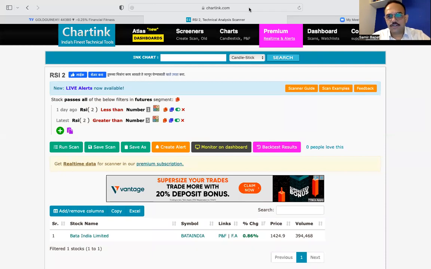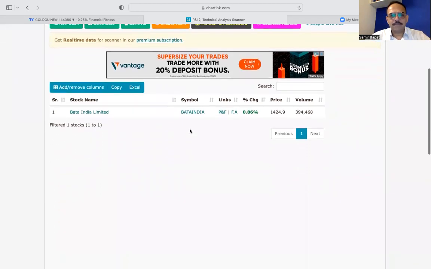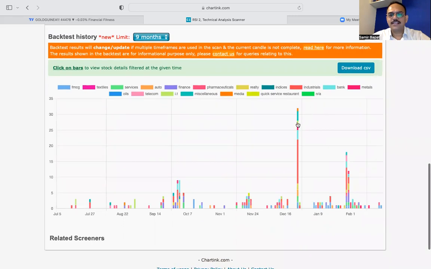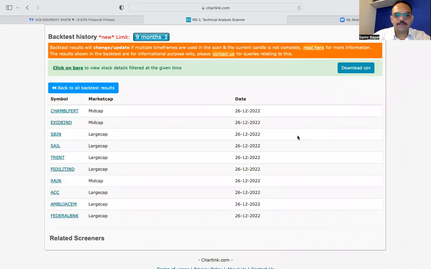I have shared the chart link earlier also. This is a very good software available for filtration of our criteria. I have created a simple code here. I have mentioned 1 day RSI 2 is less than 1, that is the setting, and RSI 2 after being below 1 has gone above 5. The best part of Chartink is it will give you some back testing results. I'll take some examples of 26 December, and I'll show you what I mean.